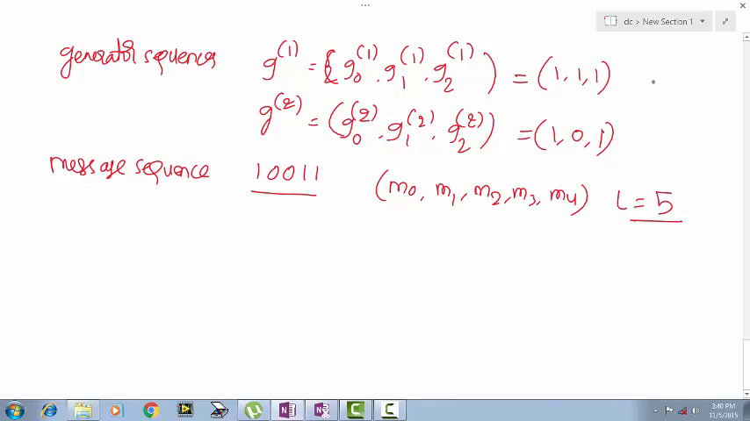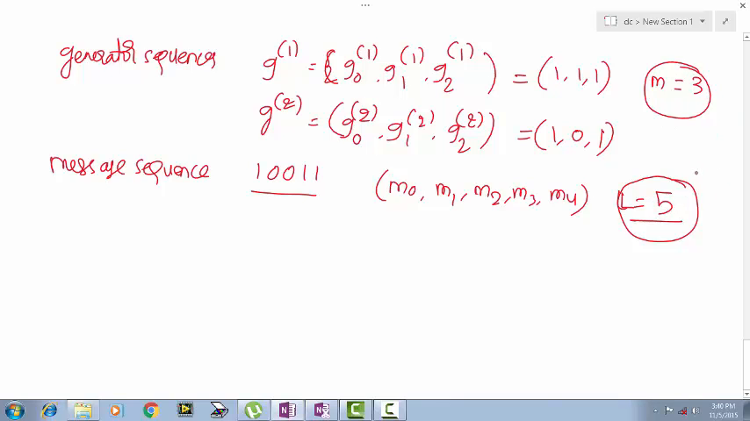So let us denote with small m equal to 3, here also m equal to 3. So the message sequence length is 5, whereas the generator sequence length is 3. So in the output sequence, that is, in the first output, we will be having L plus m minus 1, that means 7 bits. Similarly in the second output we will be having 7 bits.